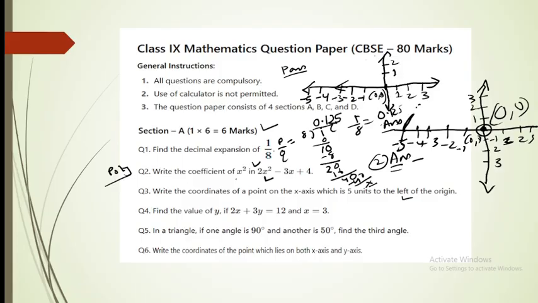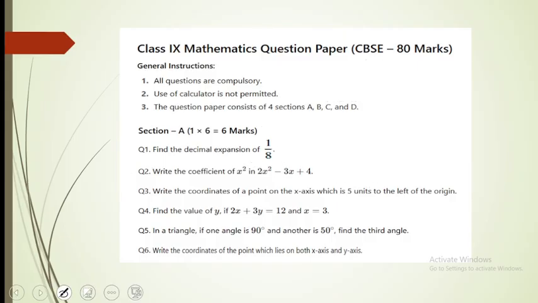But here it is quite clear. So now we were discussing question number 4. Find the value of y if 2x plus 3y is equal to 12 and x is equal to 3. Very easy question. Directly you can get 1 mark. You have to put 3 in place of x.